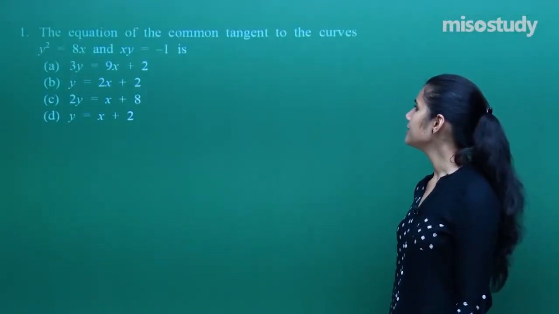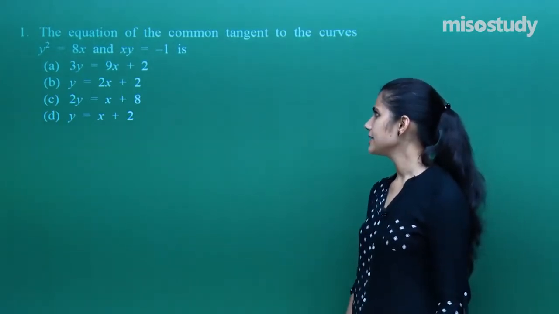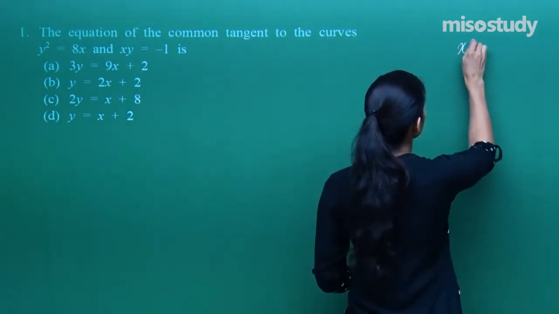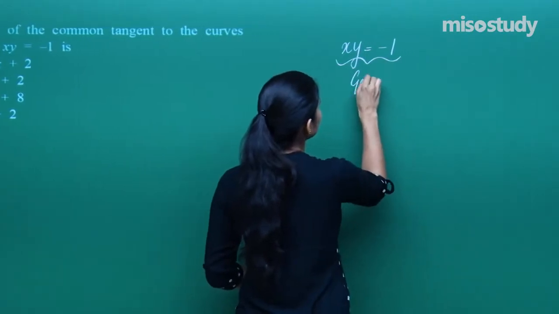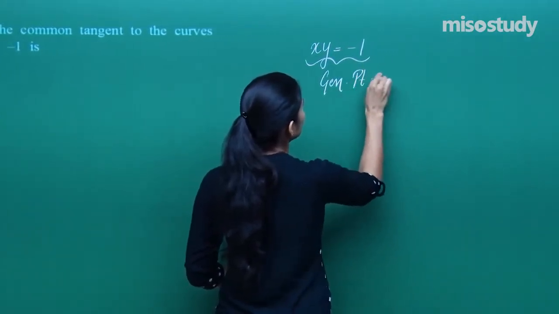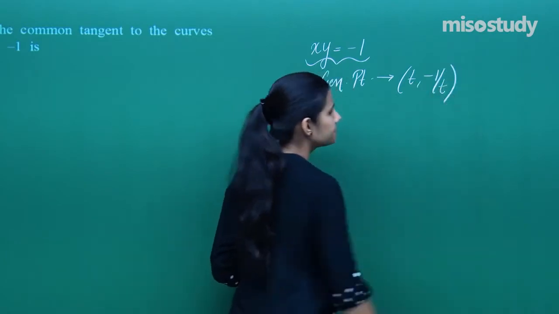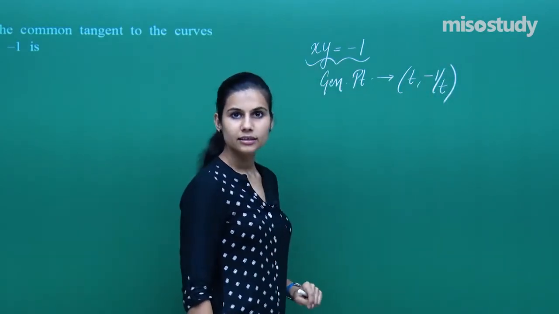First question says: what is the equation of the common tangent to the curves y square equals 8x and xy equals minus 1? Now if I talk about xy equals minus 1, on this curve, any general point looks like what? T comma minus 1 by t, where t is a parameter.